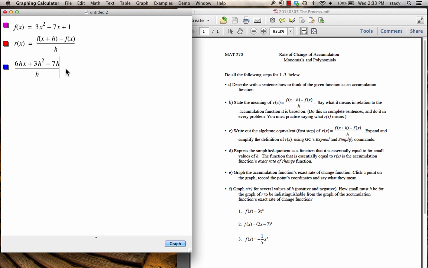And then if I want to, now I can say, okay, well, that's going to equal, in the numerator, I have h times (6x plus 3h minus 7) if I factor out the h, and then that's all over h. So then the h divided by h will reduce to 1, and I'm just left with the 6x plus 3h minus 7. Okay, and so this would be my simplified r of x function.